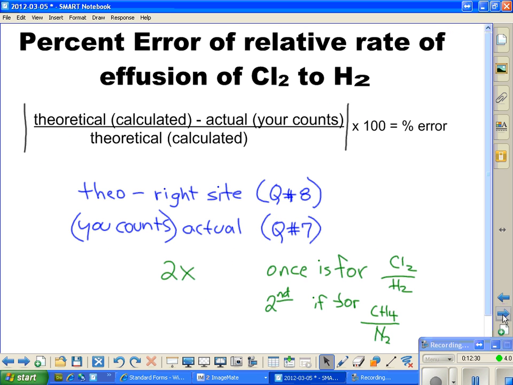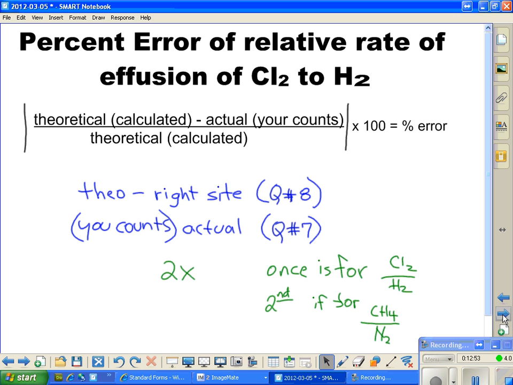And so when you do this, this is an absolute value. That's what these lines mean on each side. So if you subtract the two and you get a negative, don't worry about it. Just change it to a plus. And then theoretical minus the actual divided by the theoretical. Times 100 is going to give you your percent.